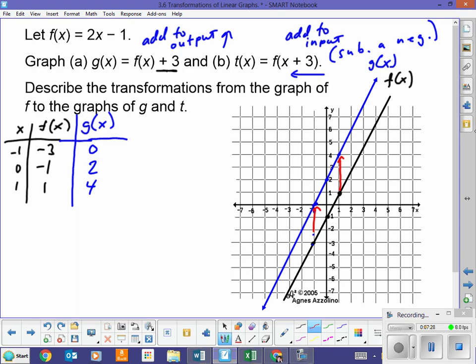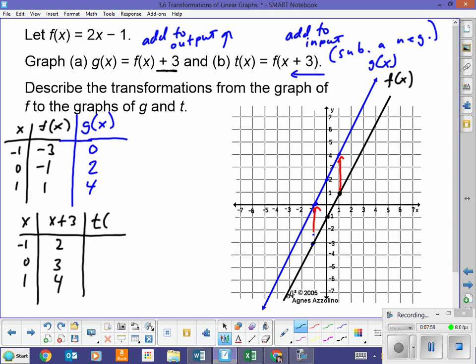Now let's take a look at this second one here, t of x. I need to do a separate table. Okay, so -1, 0, and 1. Because what's happening here is x plus 3, we have a new input. So 3 plus -1 is 2, 3 plus 0 is 3, and 3 plus 1 is 4. And now I'm going to apply this to f of x. This will be my t of x. So t of x equals f of x plus 3.